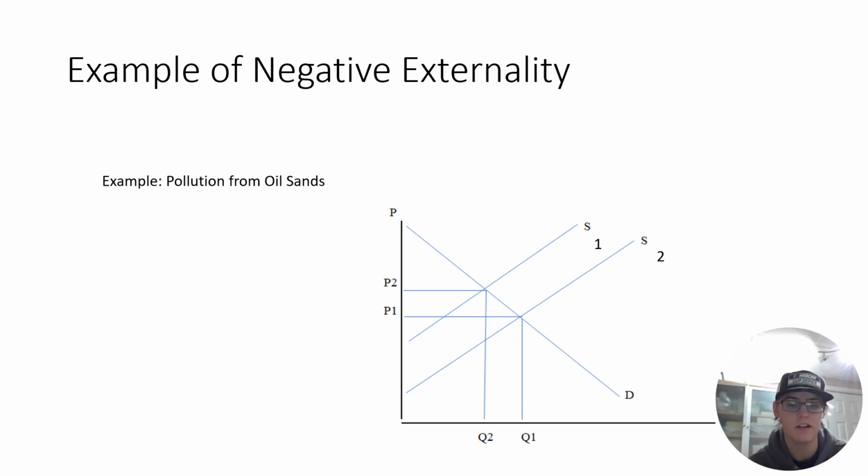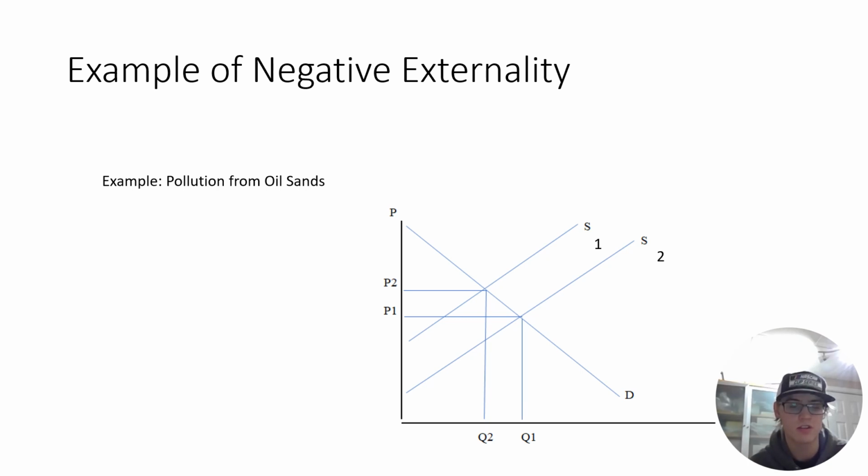An example of a negative externality would be producing oil from oil sands. The process of producing oil has negative impacts on the environment. As no one has paid any compensation for the negative impact on the environment, this produces a negative external cost.